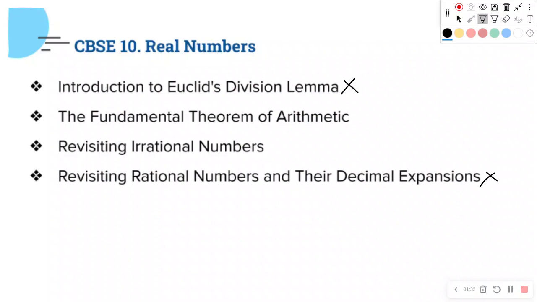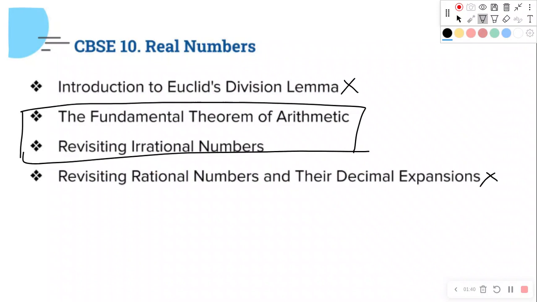So what 2 topics do we have? We only have to study the fundamental theorem of arithmetic and revisiting irrational numbers. Just these 2 topics. That's it, chapter over. Okay, in revisiting irrational numbers there is a proof, like prove the irrationality, like root 5 you have to prove it is irrational. Like that we'll do in the next session.